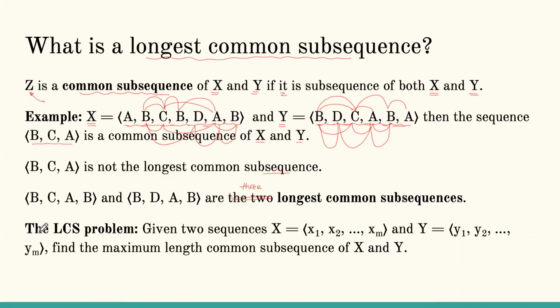Formally, we say that the LCS problem is: given two sequences X and Y, where X is a sequence of characters X1 through Xm, and Y is a sequence of characters Y1 through Yn, the problem is to find the maximum length common subsequence of X and Y.